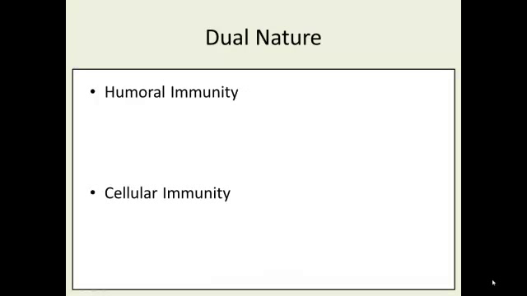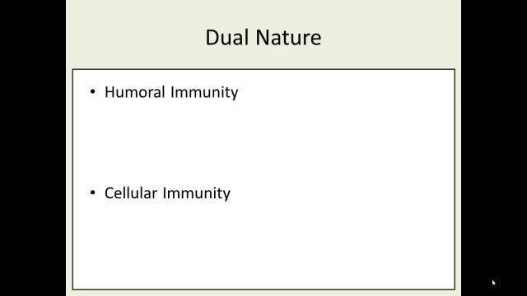The adaptive immune system has two parts: humoral immunity and cellular immunity. Humoral immunity is composed mainly of antibodies that are floating around in the blood. Humoral comes from referring to the blood. So antibodies are produced by B cells, so B cells and antibodies are considered humoral immunity.